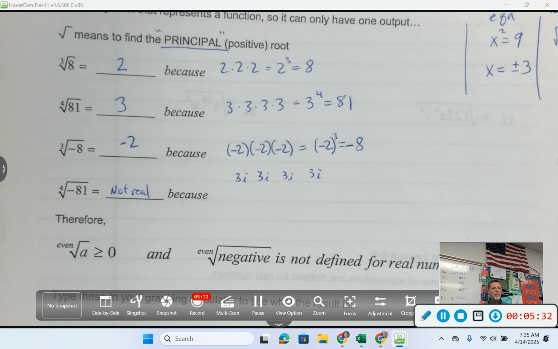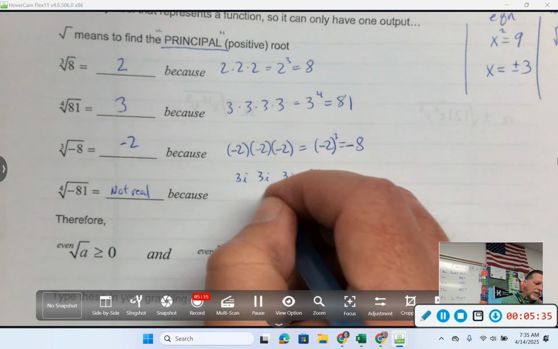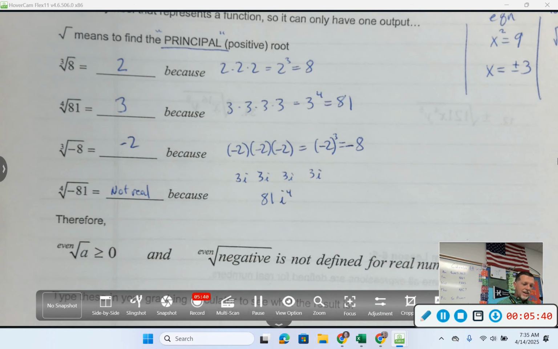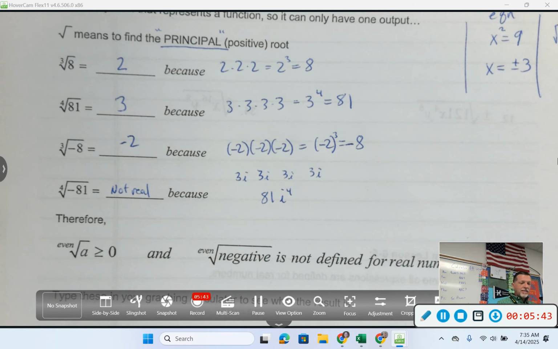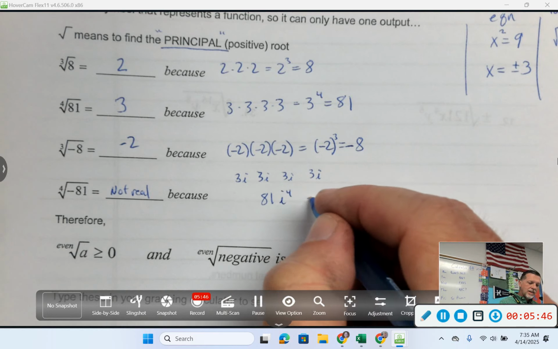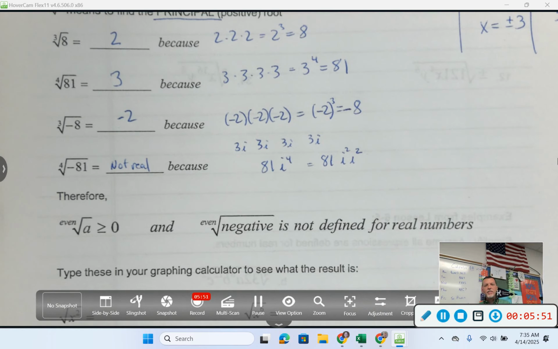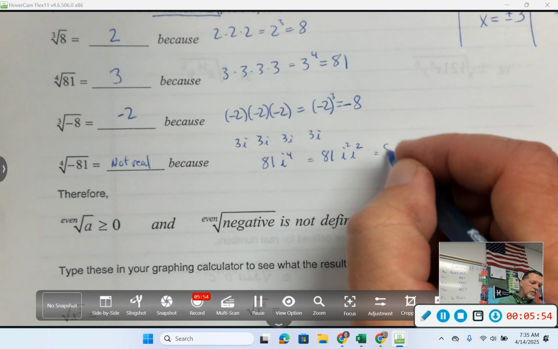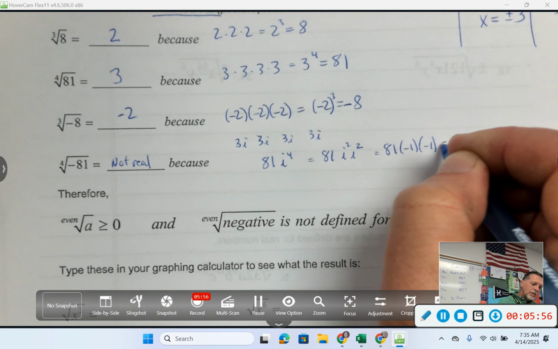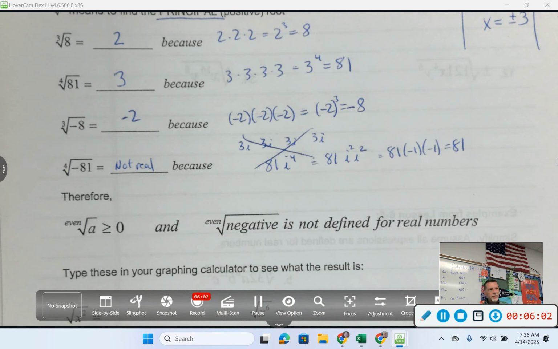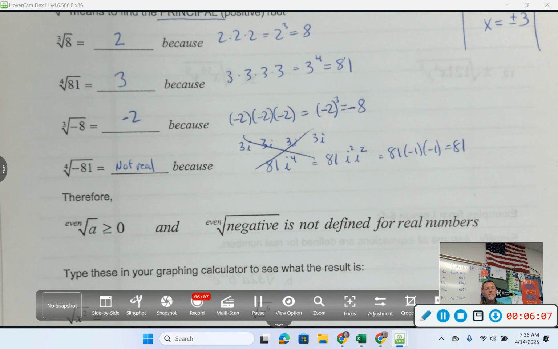But 3 times 3 times 3 times 3, that's right, that's 81. What's i to the fourth? Do you remember? Well, isn't i squared negative 1, so that'd be negative 1 times negative 1, so that's just a positive 1. Yes, i squared is negative 1. If you don't remember, you can break it down and say it's i squared times i squared, which is negative 1 times negative 1, which is positive 1, which means 3i is not the answer. When we get to pre-cal, we can talk about different ways to represent that. Right now, we're just going to say that that's not real.